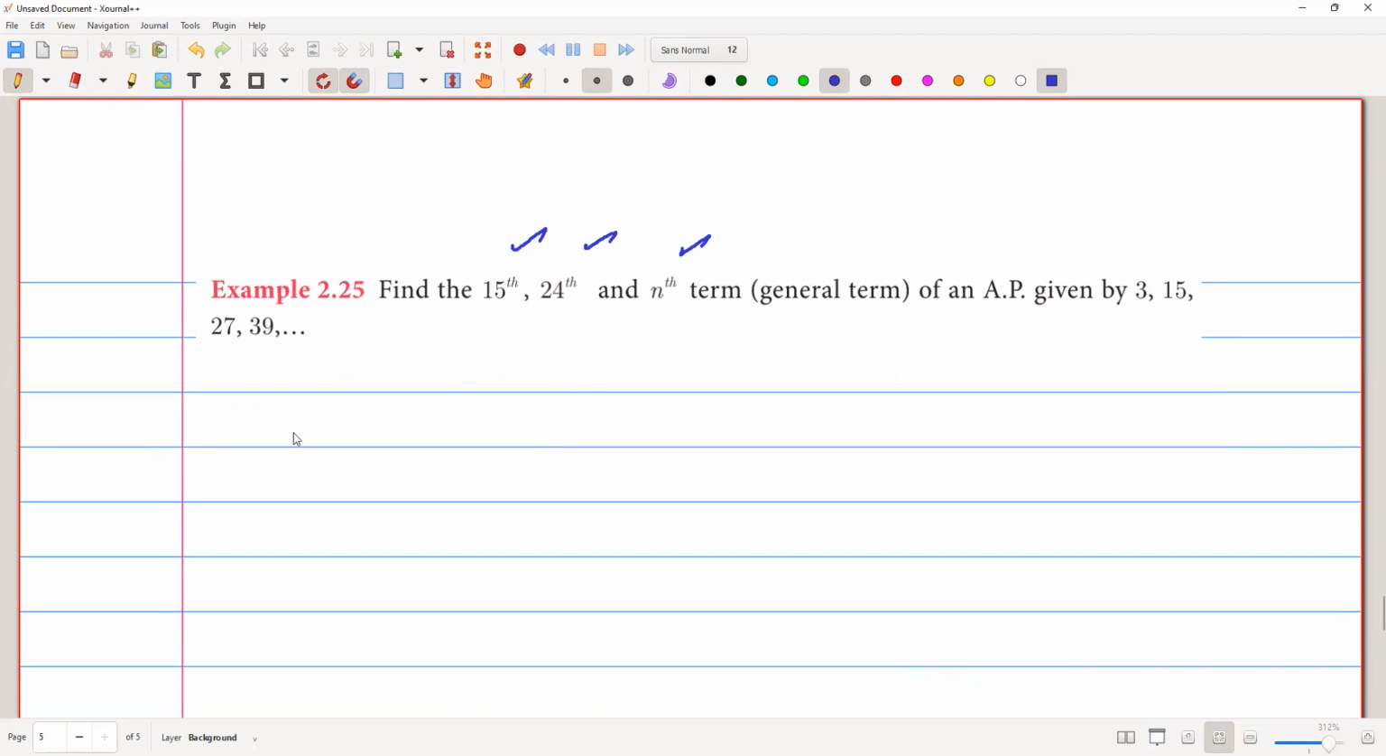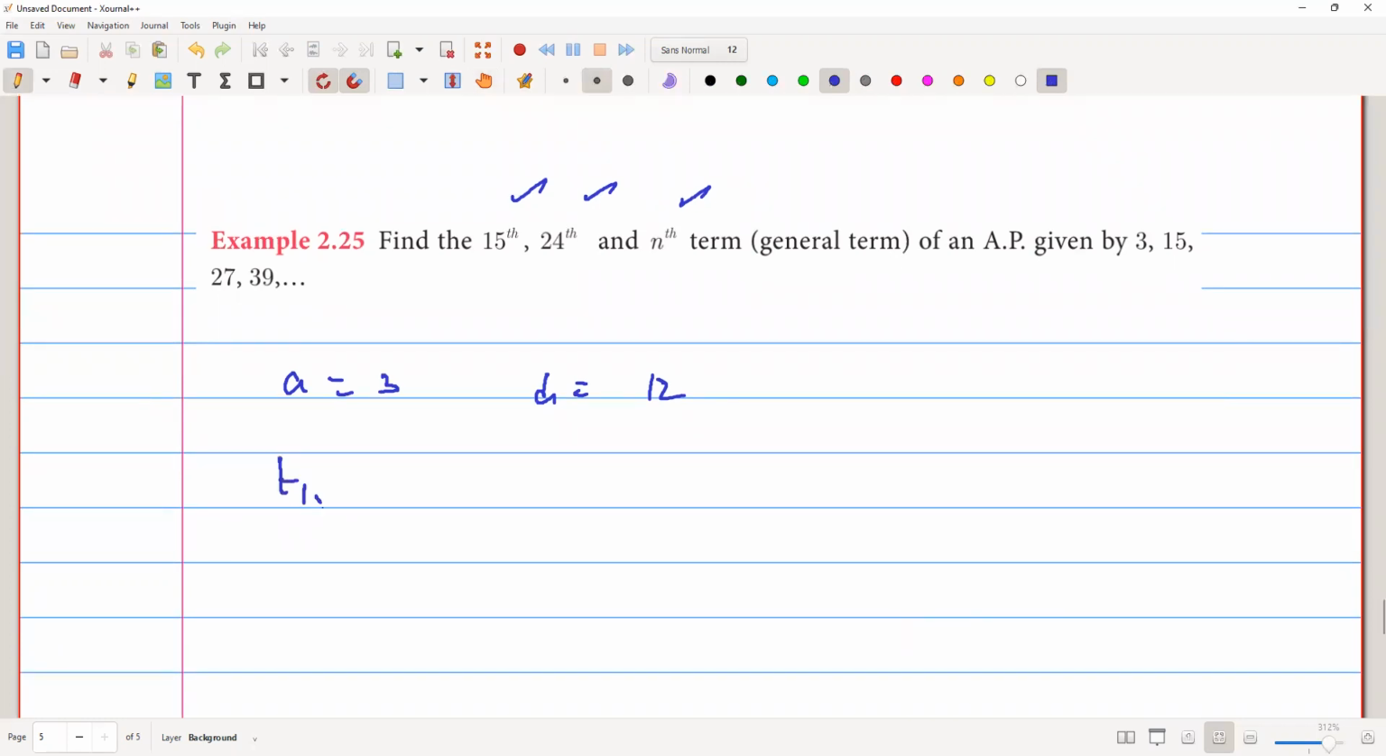Here, A equal to 3, D equal to 15 minus 3, 12. So T15 equal to formula Tn, A plus n minus 1 into D. A is 3 plus 14 into 12. I'll be getting the answer. What is 14 into 12? 160 plus 8, good, 168.